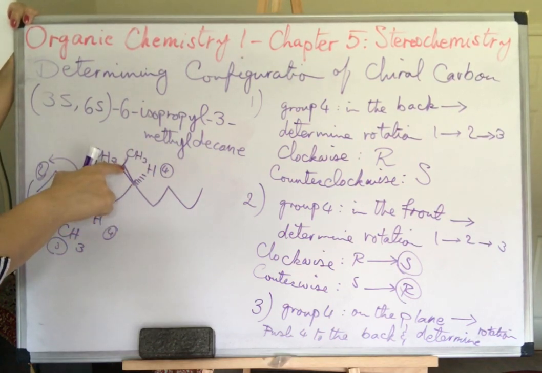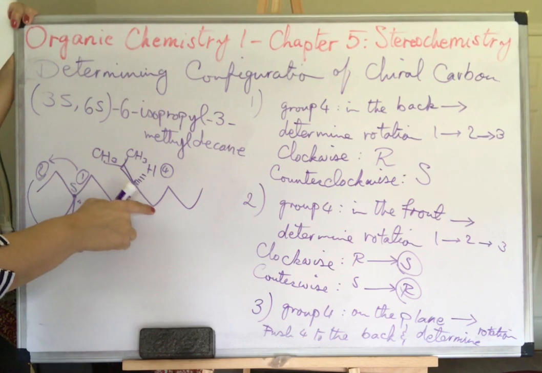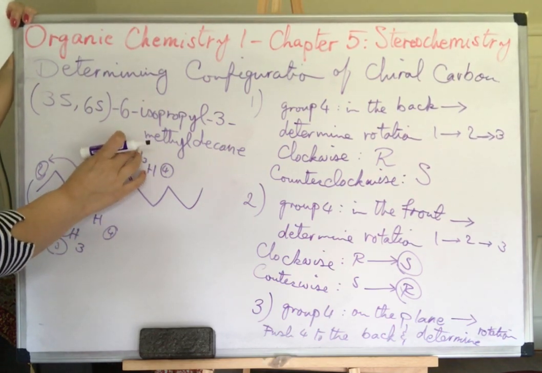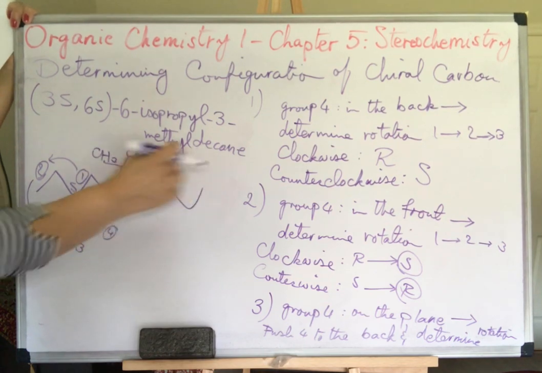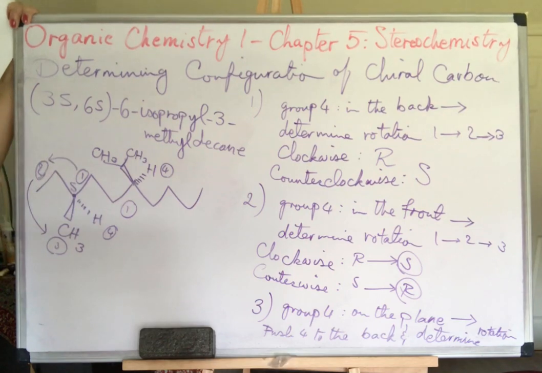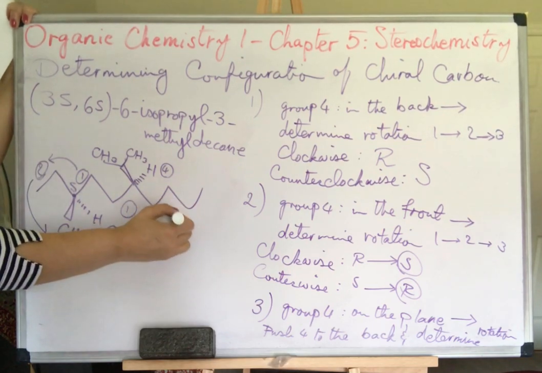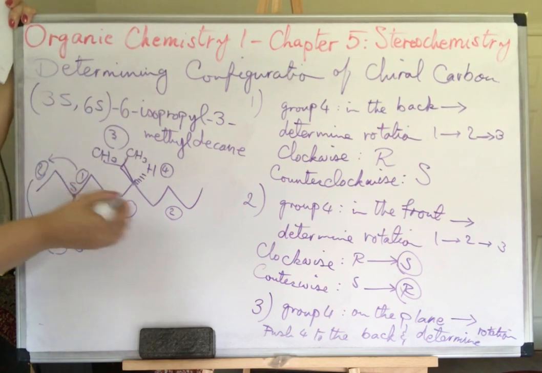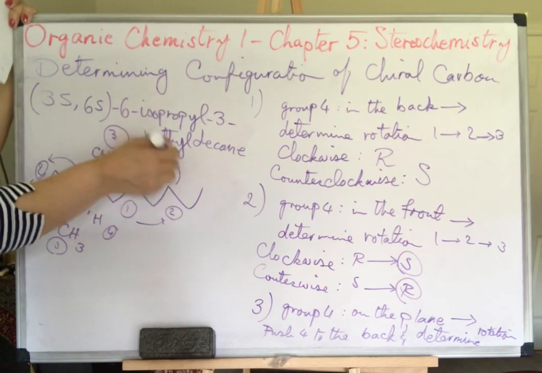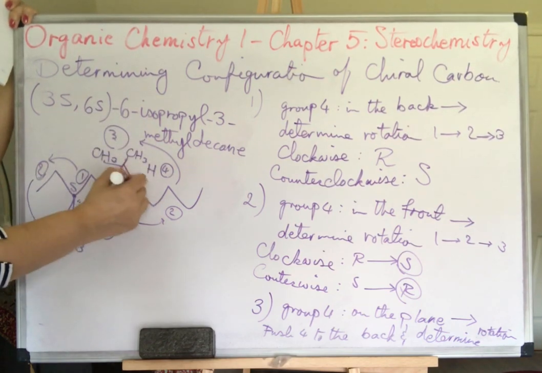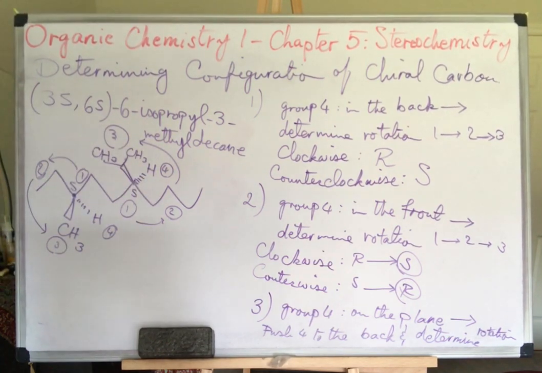On this side, carbon, carbon, carbon, and you see all of them are carbon. Carbon connected to 2 carbons here, carbon is connected to this, and carbon is connected to the rest. So this is the first based on atomic number, and this is the second, and this is the third, right? So 1 to 2 to 3. Again, hydrogen is already in the back, the rotation is counterclockwise again, so this is S. So this is 3S, 6S.